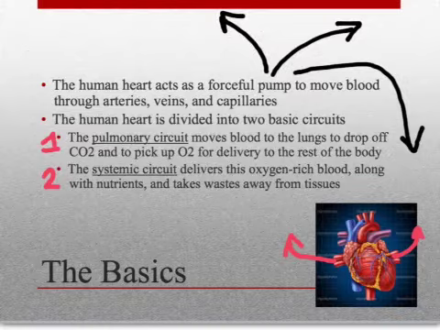The systemic circuit is all of the rest of the body. So the blood at this point has lots of oxygen, and it moves through the heart in order to get pumped to all the tissues of the body. The blood makes it all the way around the body in very little time.